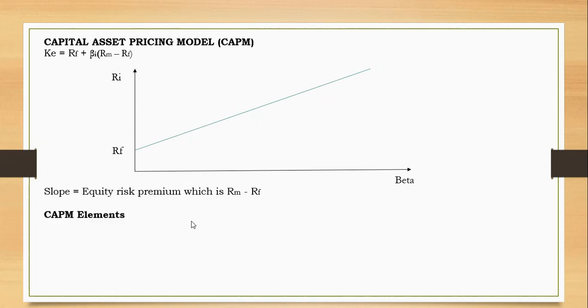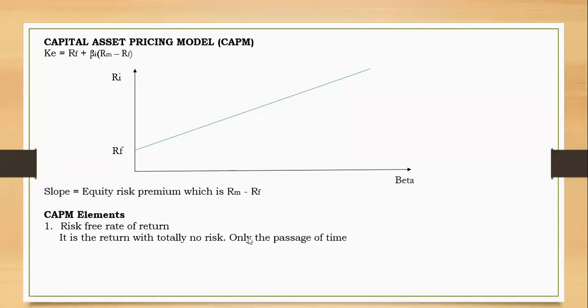Okay, now let's say that in the exam you were asked to explain the CAPM elements. What are the CAPM elements? Capital asset pricing model has 3 major elements. The first one is here, risk-free rate of return. So it is the return with totally no risk. We mean that only the passage of time is required. Just wait and you would have your money. You have lent us, just wait and you have your money. It's guaranteed. It's just a matter of time, right?